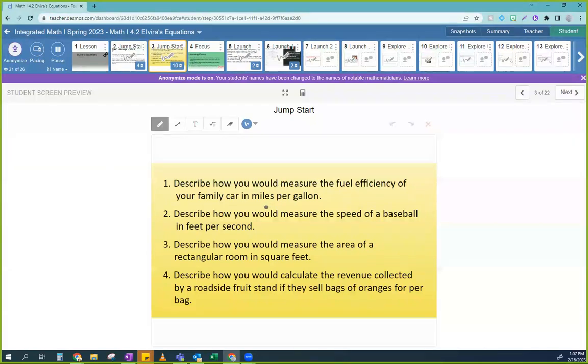In case you're wondering, like, Miss Johnson, how come you keep saying that's back in seventh grade? What if we really didn't learn it? I guess I'm just reminding you that this is something that you know and that you shouldn't be intimidated by it. Okay, describe how you would measure the speed of a baseball in feet per second.